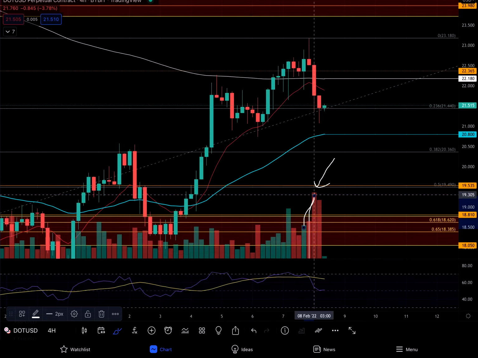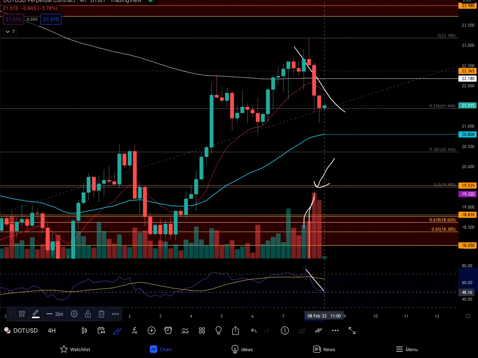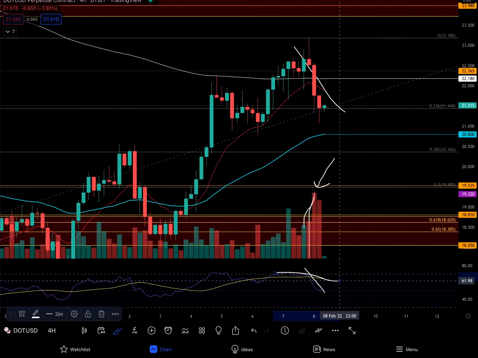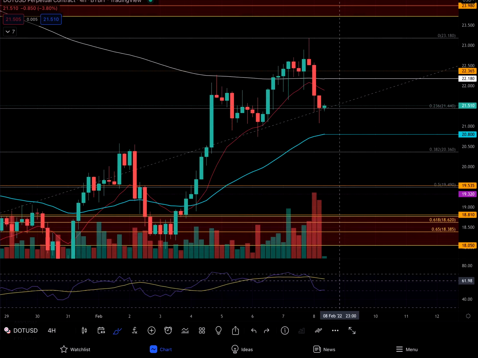So we're getting volume increase, price decrease. So that's not a divergence. RSI is decreasing. That's not a divergence. We are leaving the higher time frame. We have plenty of room to come down for a cool off. So I'm not looking for any massive retracement right now.